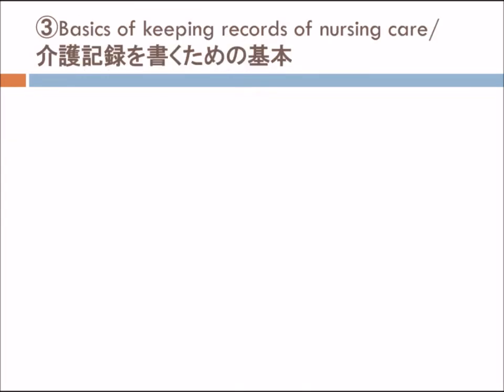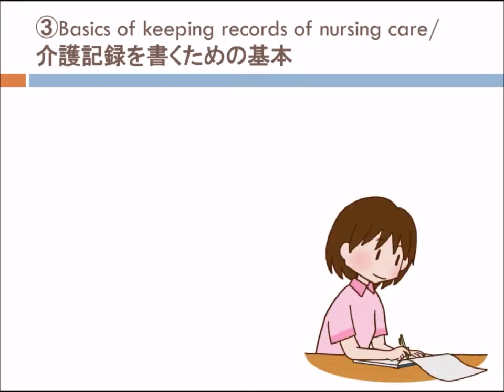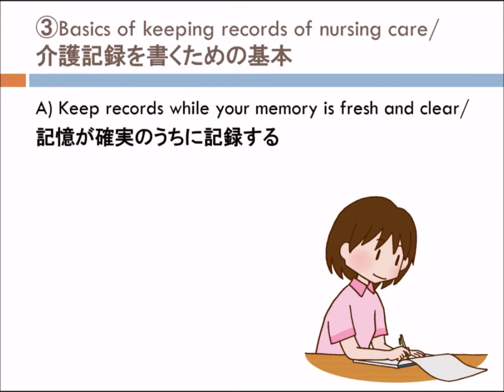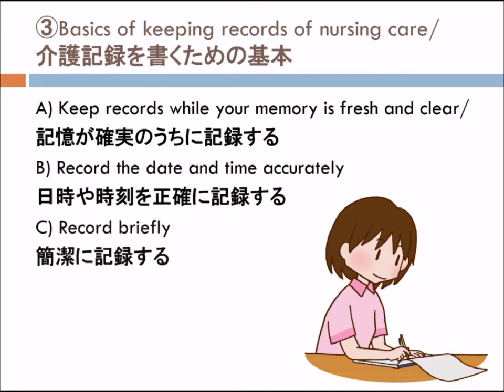Basics of keeping records of nursing care. There are 4 parts. Keep records while your memory is fresh and clear. Record the date and time accurately. Record briefly. Record fact. Fact can be classified into subject fact and object fact.